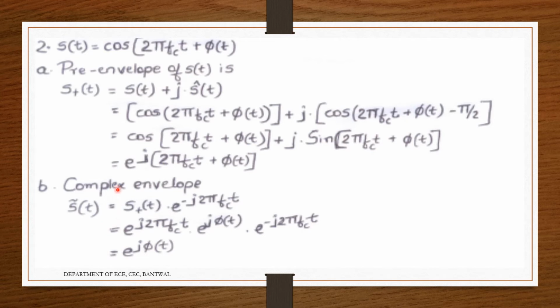Now the complex envelope, s cap of t, is nothing but s plus of t into e raised to minus j 2 pi f c t. As we did in the previous steps, the same thing, e raised to j 2 pi f c t into e raised to j pi of t into e raised to minus j 2 pi f c t. So this and this will get cancelled. What is remaining? e raised to j pi of t.